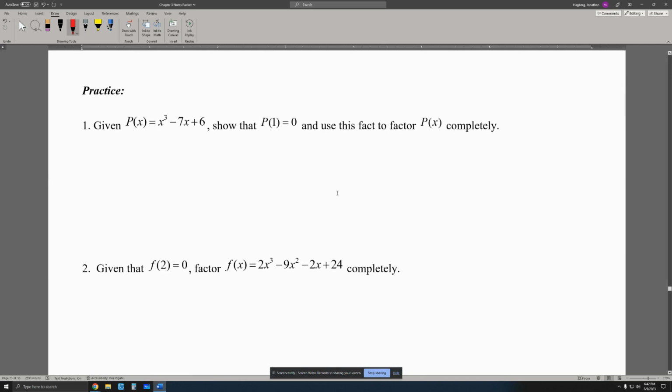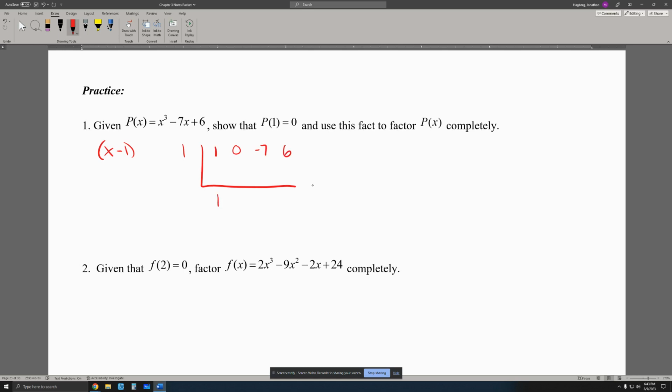Given polynomial p of x is equal to x cubed minus 7x plus 6, show that p of 1 equals 0, and then use this fact to factor the polynomial completely. Okay, so we know that p of 1 equals 0, so that tells me that x minus 1 is a factor of p of x. If we were to use synthetic division, we would divide by that root of 1, and then writing out our coefficients here, we have 1 in the cubic spot. We don't have a quadratic term, so that coefficient is 0. We have a linear term of negative 7x, and then a constant of 6.